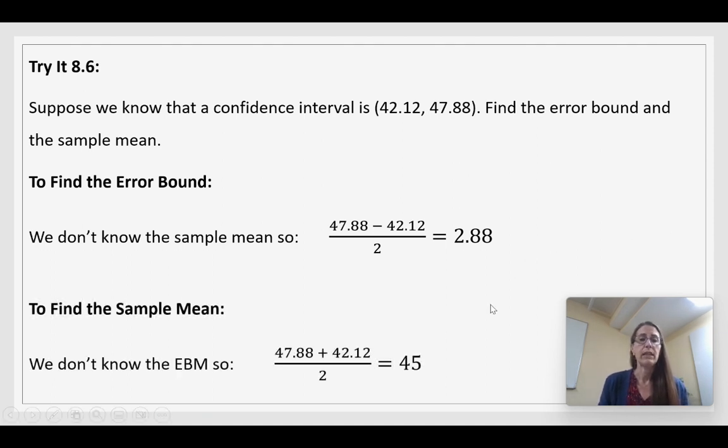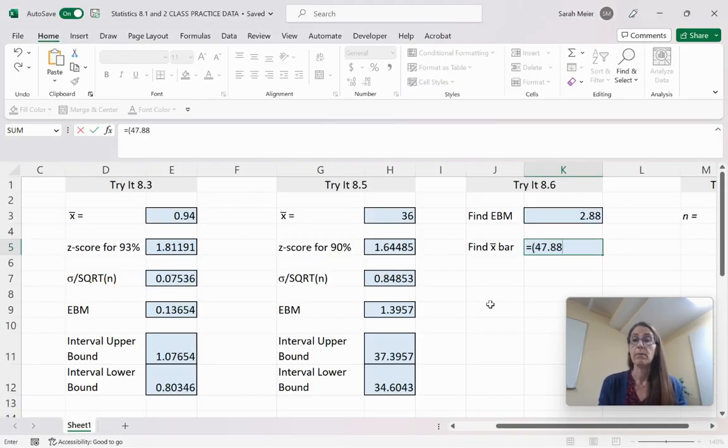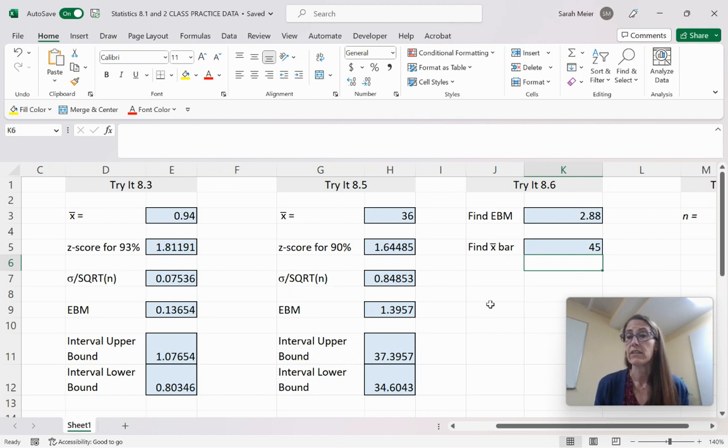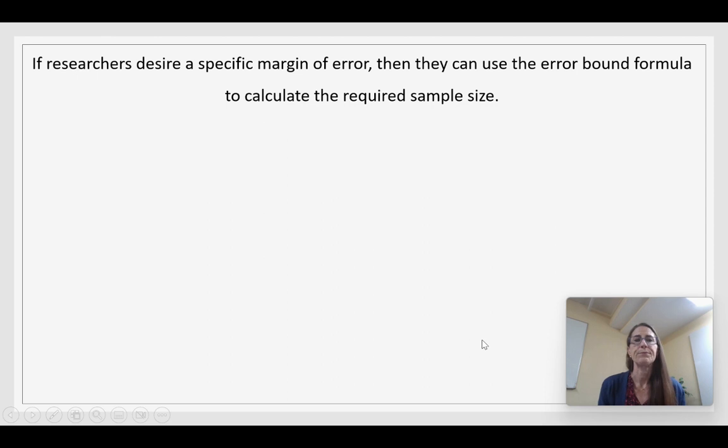And then to find the sample mean, since we don't know the error bound, I mean, we do, we just found it. But if we didn't, we would add those 2 values together. So again, we're going to use parentheses, 47.88, but plus this time, 42.12, close our parentheses and divide by 2. And that gives us our sample mean of 45. If we had calculated this, we could just subtract it from 47.88. That would also give us 45. And so that's how we find those.